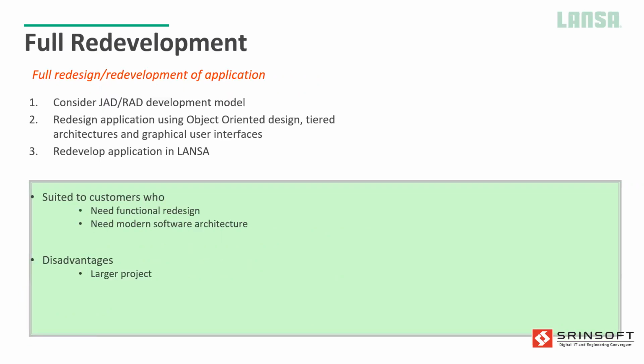The final option, well, this is the big bang approach, where the entire system is redeveloped. Now, this is especially suited if your system is no longer fit for purpose. It allows you to design your system from the ground up and to take full advantage of OO design, so the object-oriented design, the tiered architectures, and the graphical user interfaces. But this is a larger project, and of course that would entail greater risks.